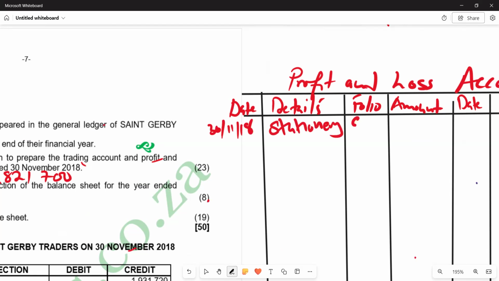So on folio, it's general ledger, and then our amount that we have is 43,270. We pick another expense that we pick there. We've also got salaries and wages, and the amount for salaries and wages is 400,900.